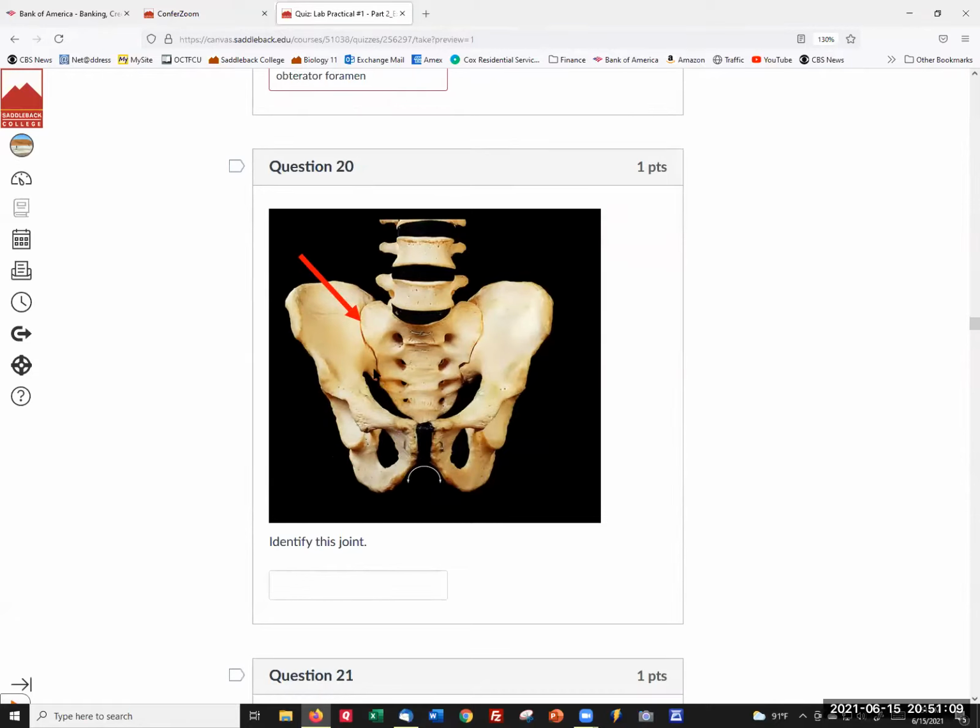Okay, here was that joint between the ilium and the sacrum. Or take it the other way, sacrum, ilium, sacroiliac. When the question already tells you it's a joint, you don't have to write the word joint. Okay. If it says name the bone, it's pointing to the parietal bone, you can just say parietal. Okay.